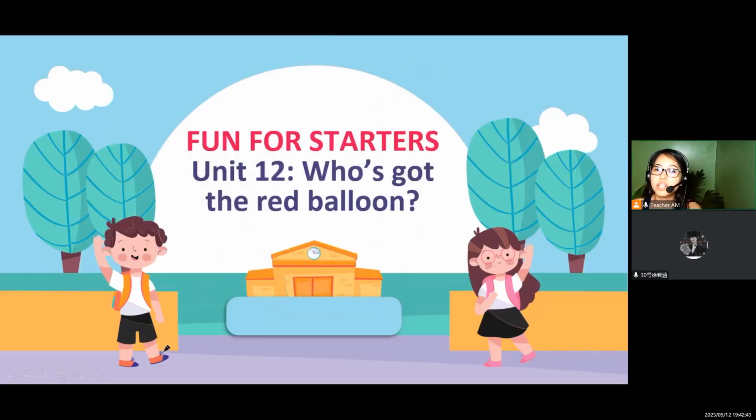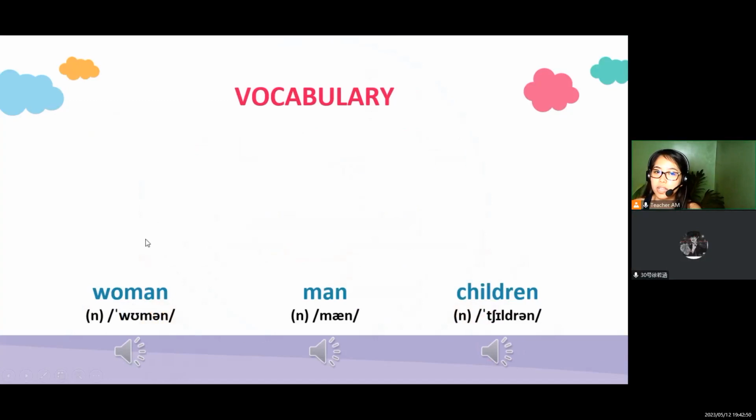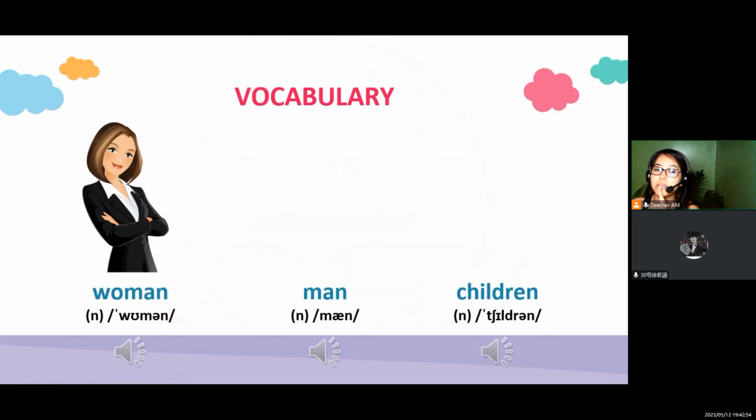Okay, so Unit 12 is all about who's got the red balloon. So let's take a look at the words from our vocabulary. I want you to say woman. Please say woman. Woman. Yes. Listen and repeat.